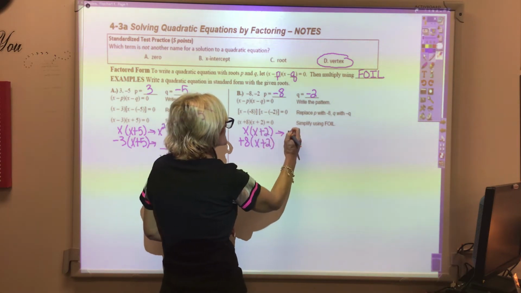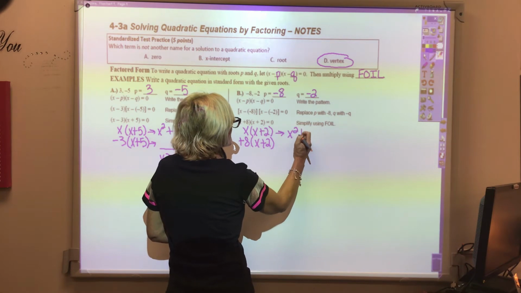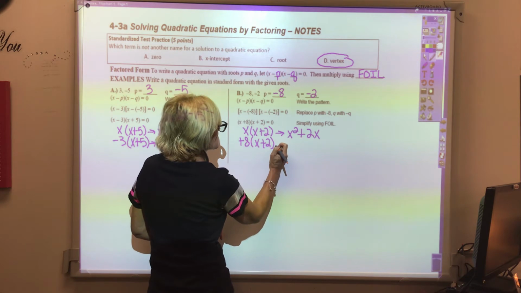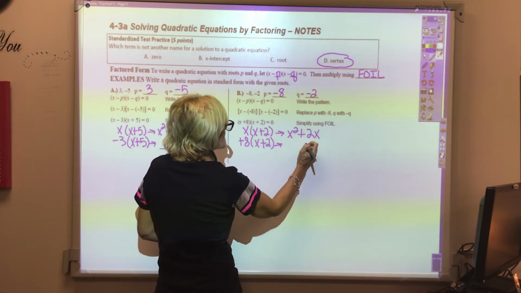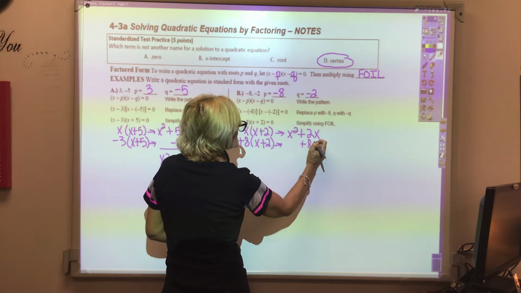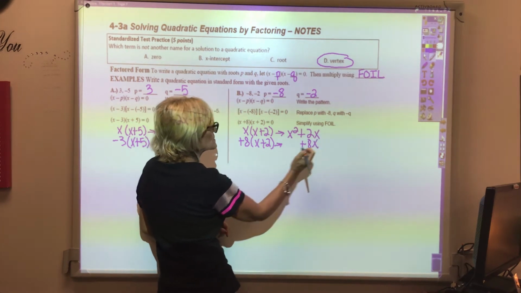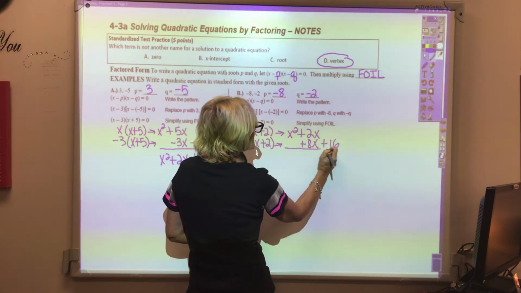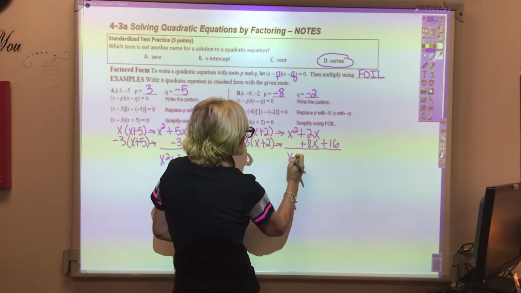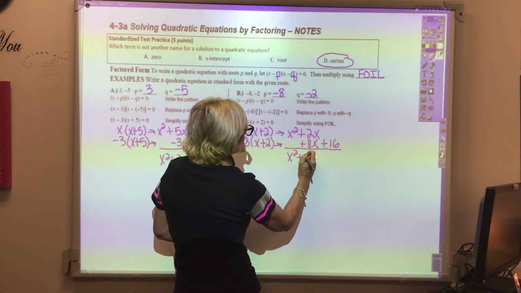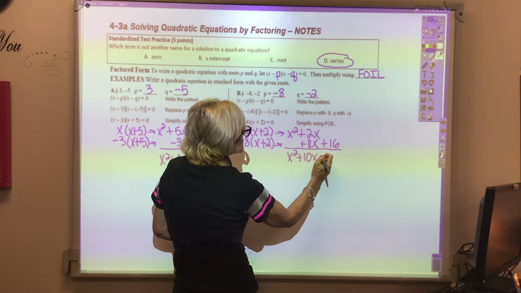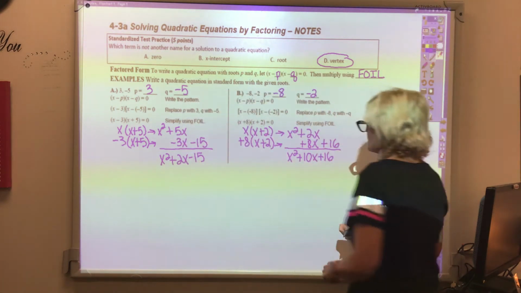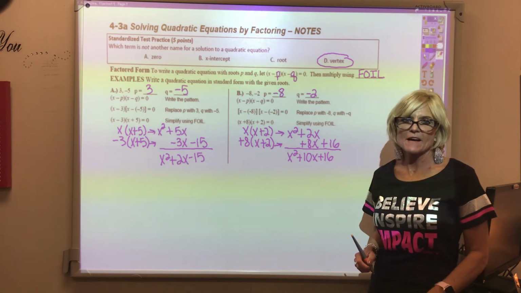X times x is x squared plus x times 2, which is 2x. On the second one, 8 times x would be a positive 8x, and 8 times 2 would be a positive 16. Draw a line underneath and simplify. X squared plus 10x plus 16. Move out of the way for a minute and make sure y'all have that.